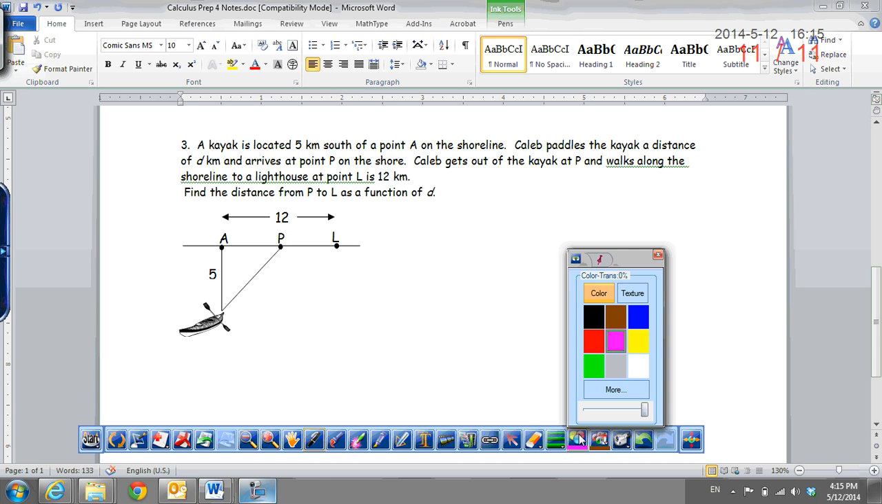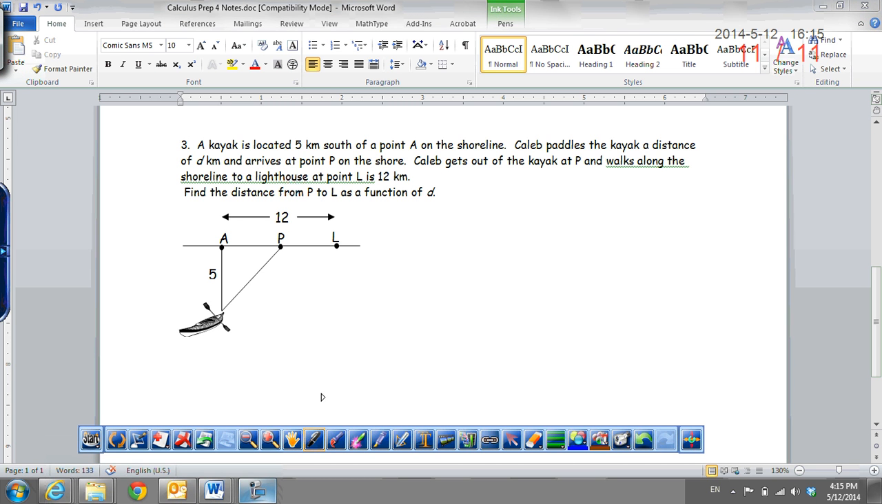Let's see. Caleb is kayaking. We've got to figure out what this one is. I'm going to call that y. We might as well call this one x. And then they said the distance is d, so that's d right there. So I know x plus y equals 12. And then I also know that d squared is equal to 5 squared plus x squared.